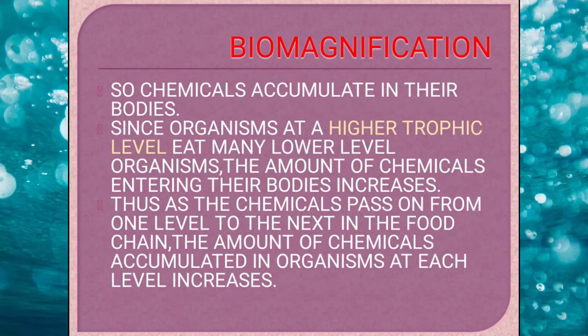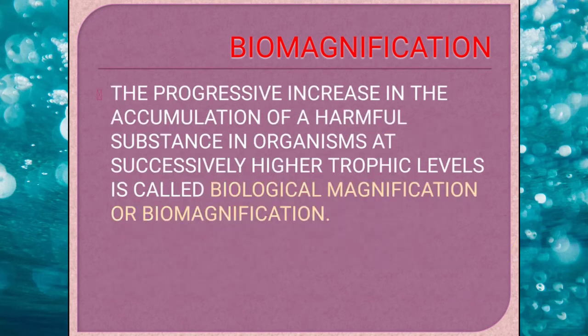Since organisms at a higher trophic level eat many lower level organisms, the amount of chemicals entering their bodies increases. Thus, as the chemicals pass on from one level to the next in the food chain, the amount of chemicals accumulated in organisms at each level increases. The progressive increase in the accumulation of a harmful substance in organisms at successively higher trophic levels is called biological magnification or biomagnification.